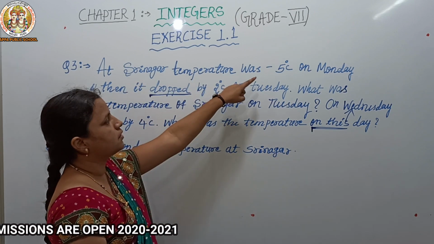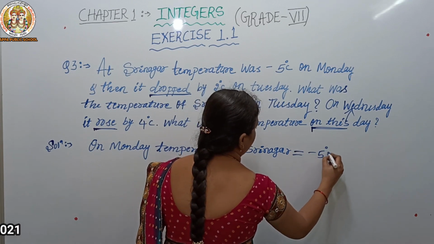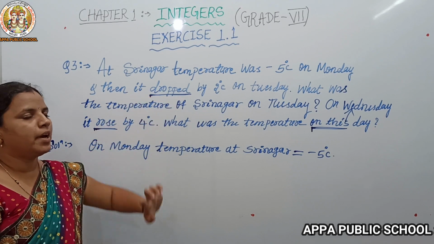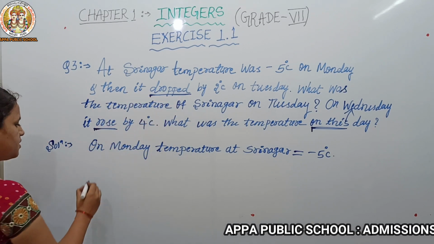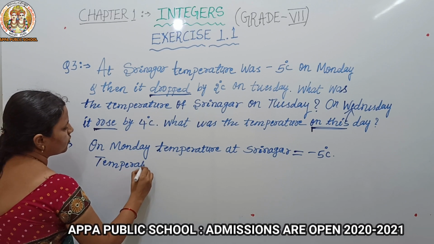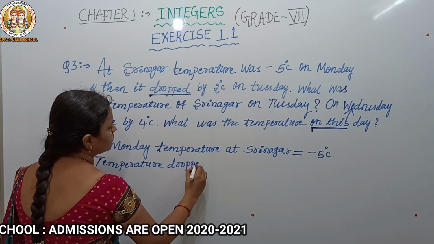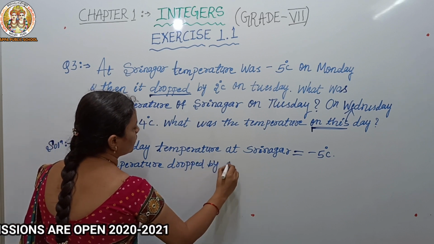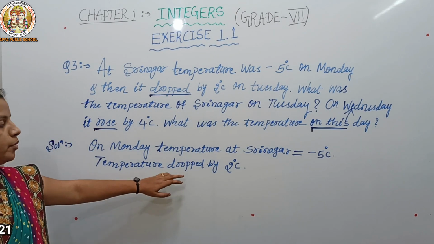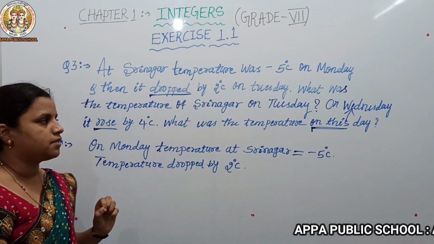How much is it? Minus 5 degrees Celsius. The next day, the temperature dropped by 2 degrees Celsius. As I said, dropped means decrease, and here you should take it as a minus.